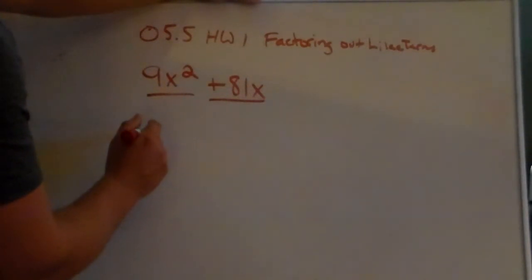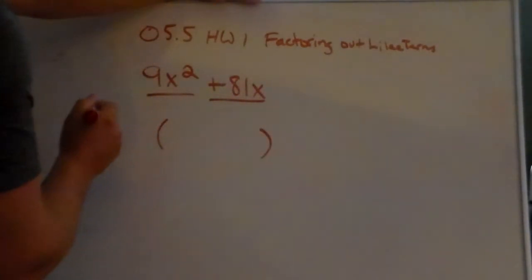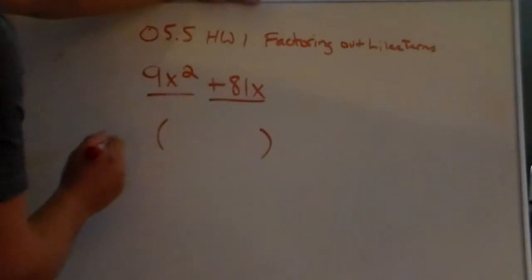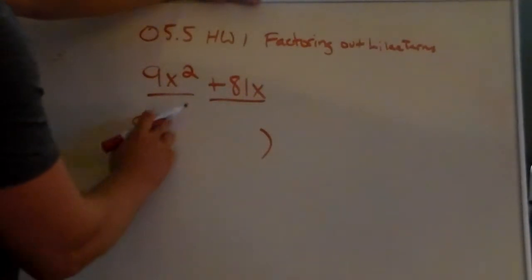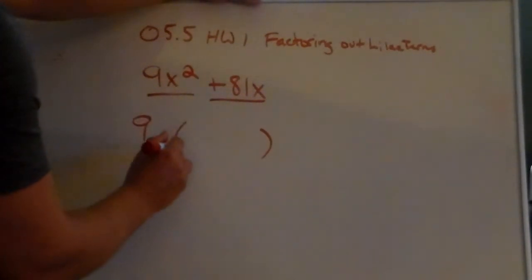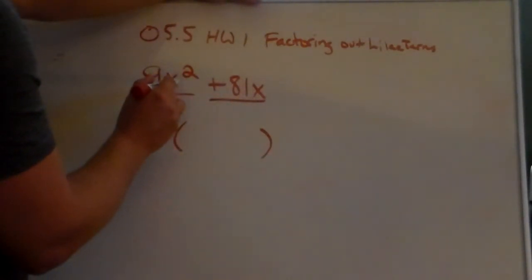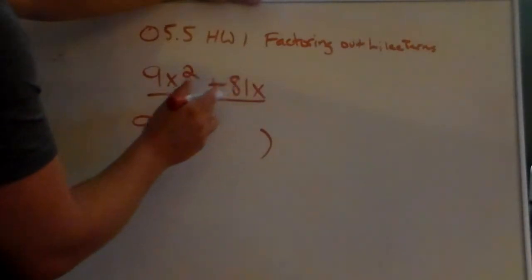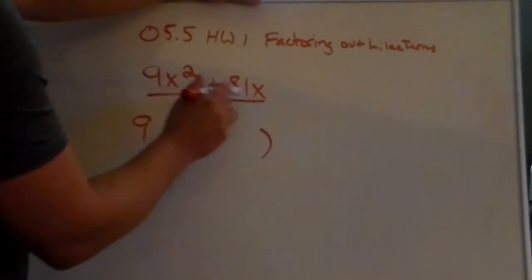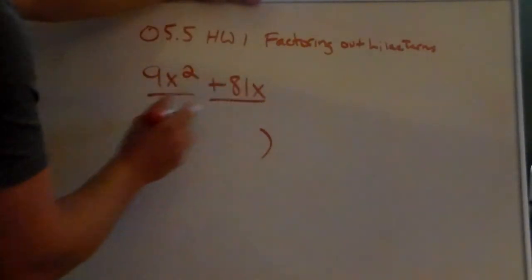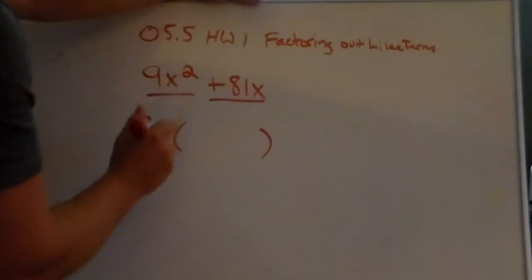So what we're going to do, we're going to bring out the greatest common factor of 9 and 81, which is 9 in this problem. And we're also going to bring out the greatest common factor of x squared and x. Now that's the lowest powered term, or the highest powered term that could go into both terms there. The highest powered variable that goes into both terms, pardon me.